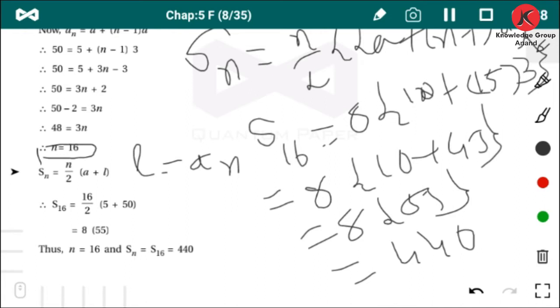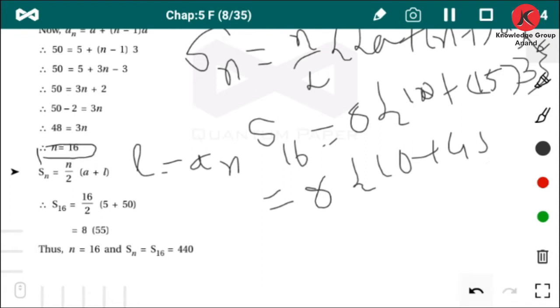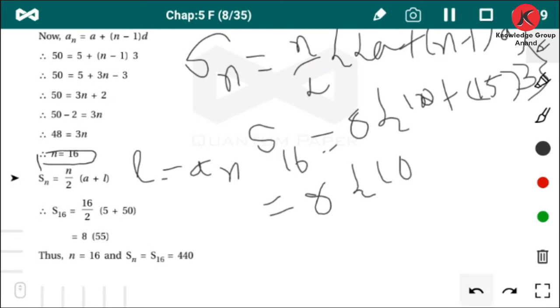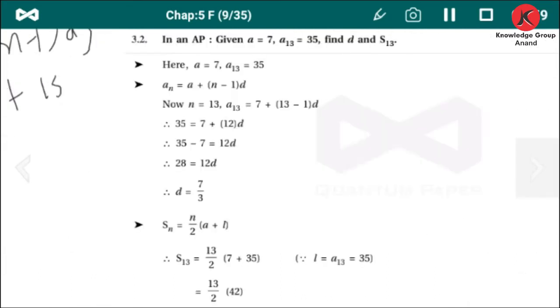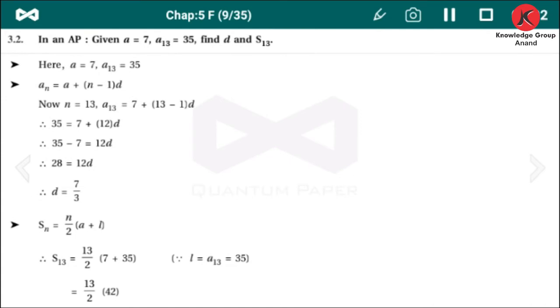Sn = n/2 (a + l) and Sn = n/2 (2a + (n - 1) d). In both formulas our answer is the same. Here question number 3, number 1 is completed. Now number 2.